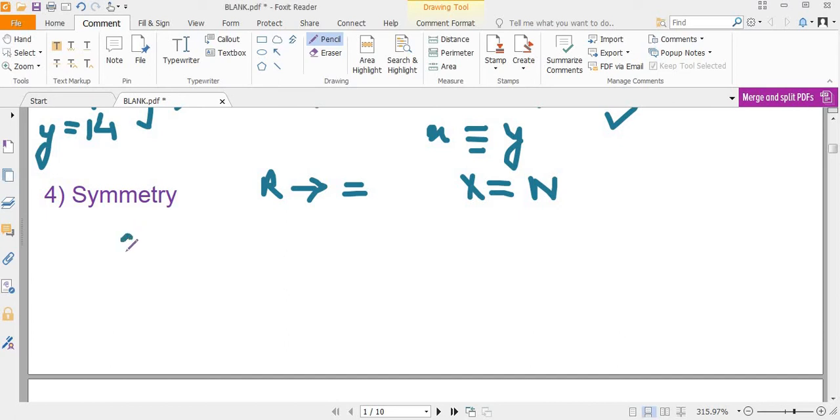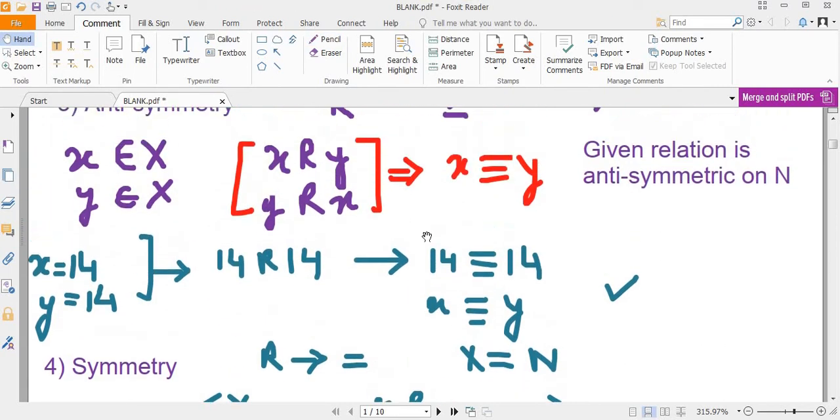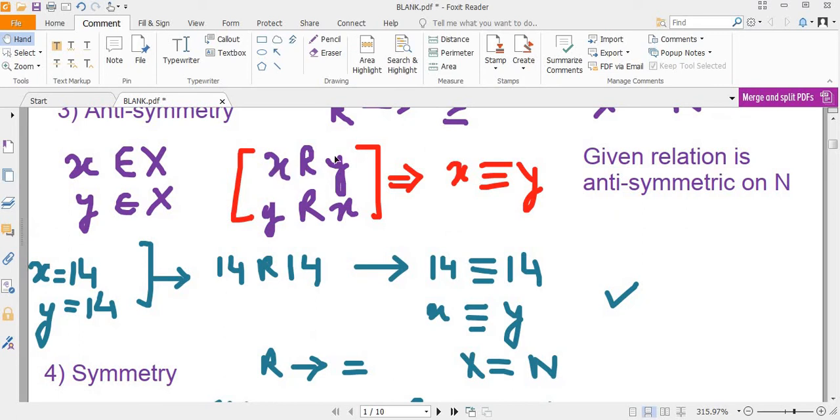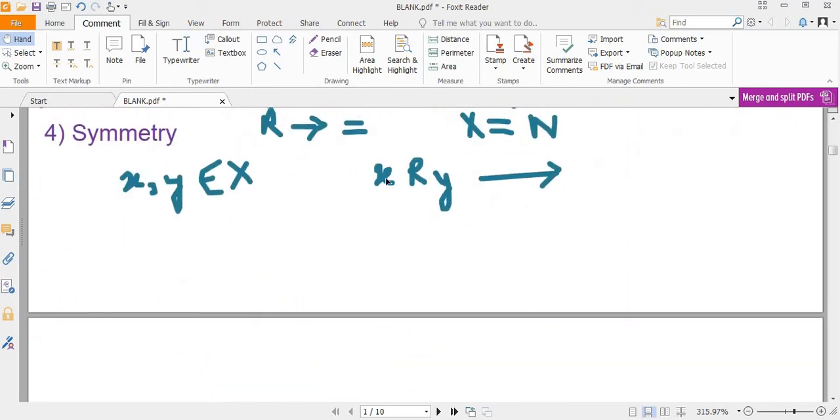Let's suppose that I can find a pair of elements x and y belonging to the set of numbers that I have chosen, and suppose I can say that x is related to y. Then I should be able to conclude. Note that earlier I had assumed that x is related to y and y is related to x, then I had drawn the conclusion. So these two had to hold.